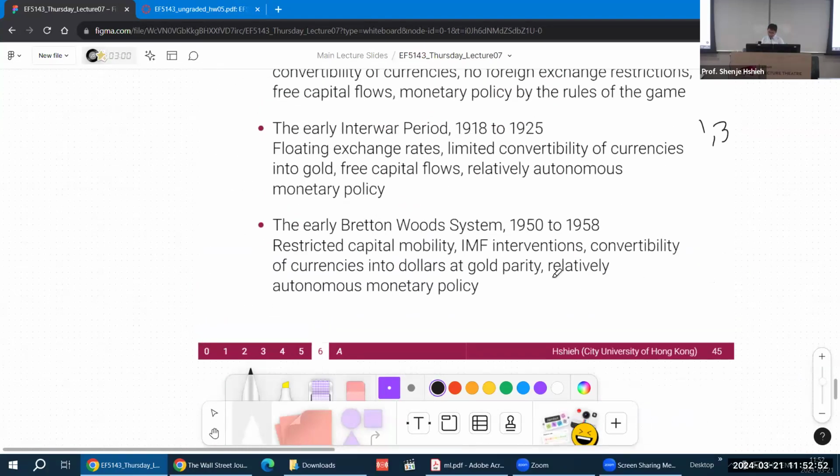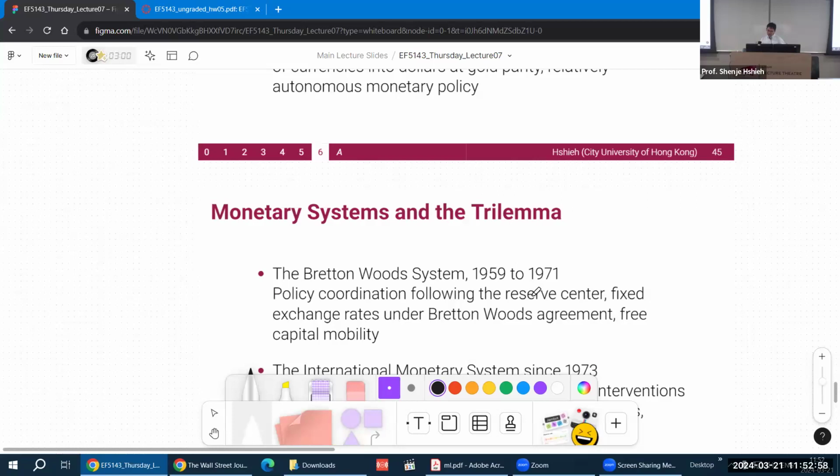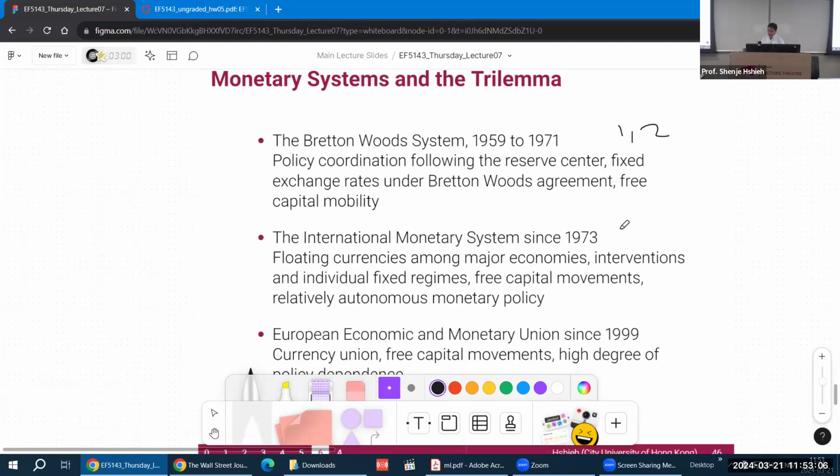So let me move on quickly. Bretton Woods is 2 and 3. Bretton Woods from 1959 to 1971 is 1 and 2. The international monetary system since 1973 is 1 and 3. And if you think about the European Union itself, it's 1 and 2, because all countries in the EU, France and Spain and Italy and Germany, they all give up their own domestic currency, right? There's only one central bank for Europe, right? So 1 and 2.